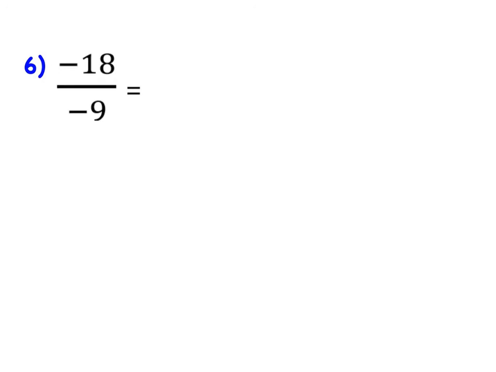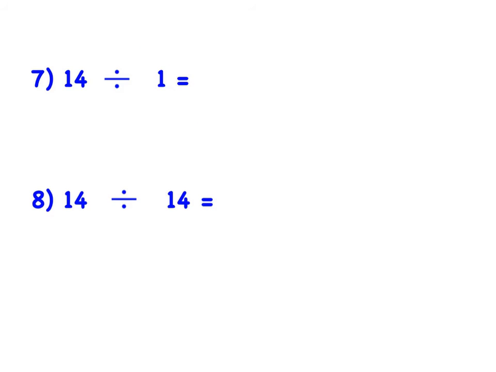Try this one on your own. Remember to think of it as a division problem. Remember to think about what our sign for our final answer will be. Pause if you need to. So we have a negative divided by a negative, which gives me a positive. 18 divided by 9 is 2. So positive 2 is my final answer for number 6.